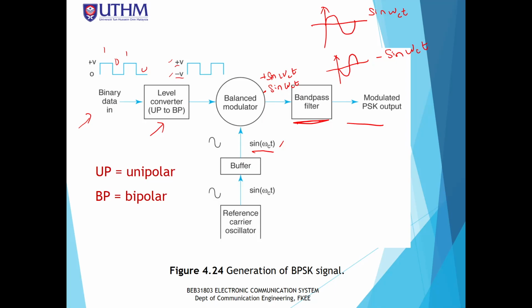Before that, what we will transmit in the medium is either a positive sine wave or a negative sine wave. So we have two possibilities that we transmit at one time. Pada satu-satu masa kita akan hantar salah satu, either positive sine or negative sine, to represent each bit.